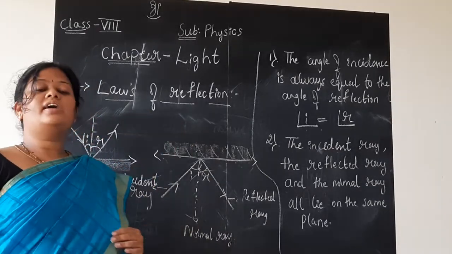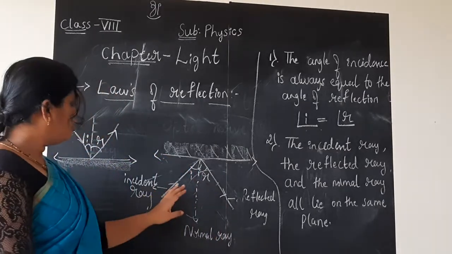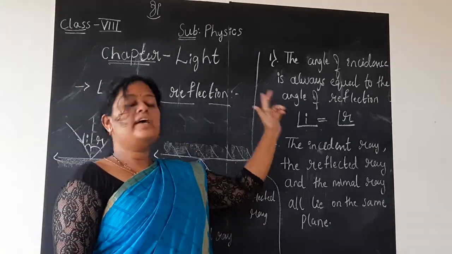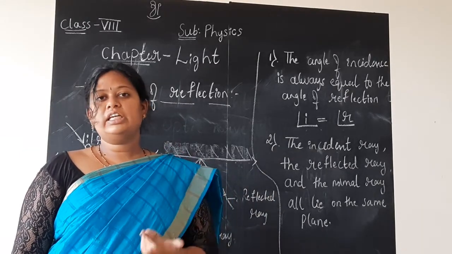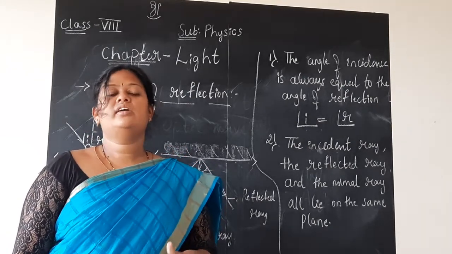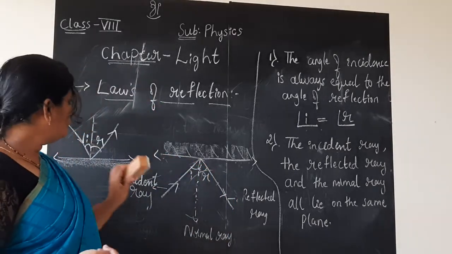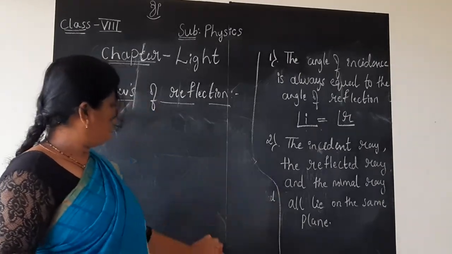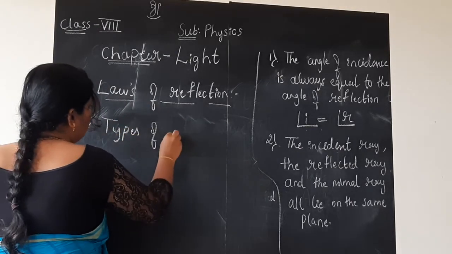Question will be asked like, state the laws of reflection. How do you answer? You should draw either this figure or this figure and say the 2 points: the angle of incidence is always equal to the angle of reflection, and the incident ray, the reflected ray and the normal ray drawn always lie on the same plane. This is about the laws of reflection, children. After understanding what is reflection and what are the laws of reflection, next we shall study about the types of reflection.